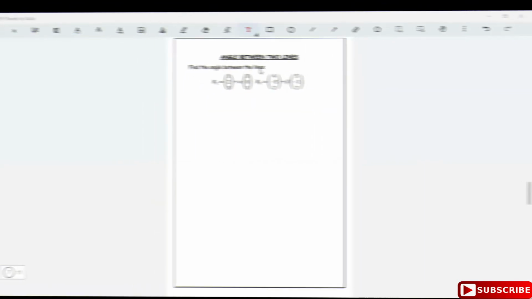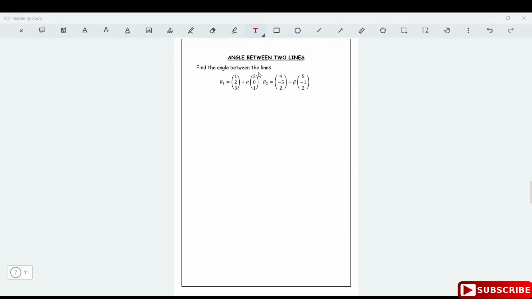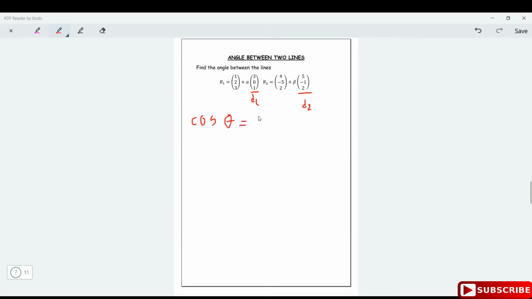Here it is saying find the angle between these two lines. To find the angle between two lines, we find the angle between their directions. This is direction 1, so we can call this D1, and this is direction 2, we can call this D2. The cos of the angle between the two lines, cos of theta, is going to be equal to D1 dot D2 over the length of D1 times the length of D2. That's how we find the angle between two lines.